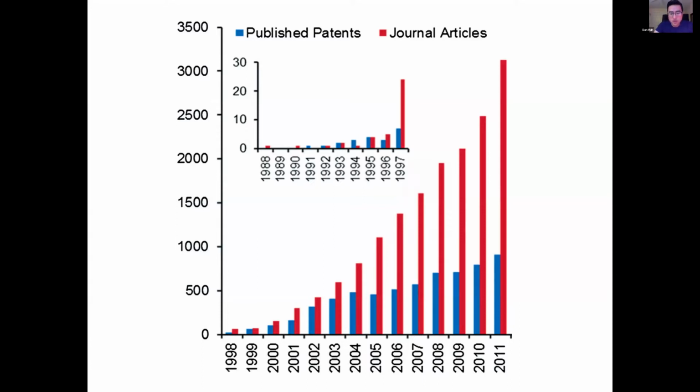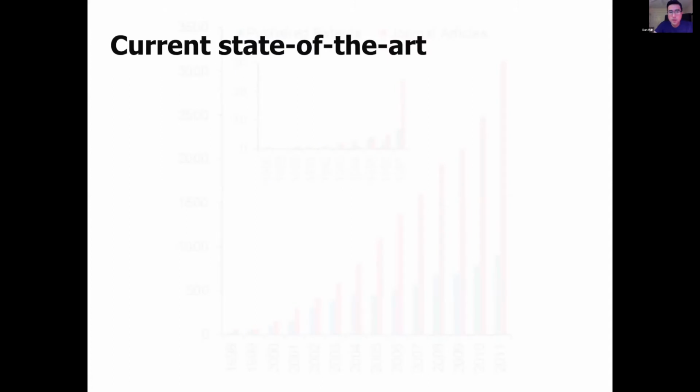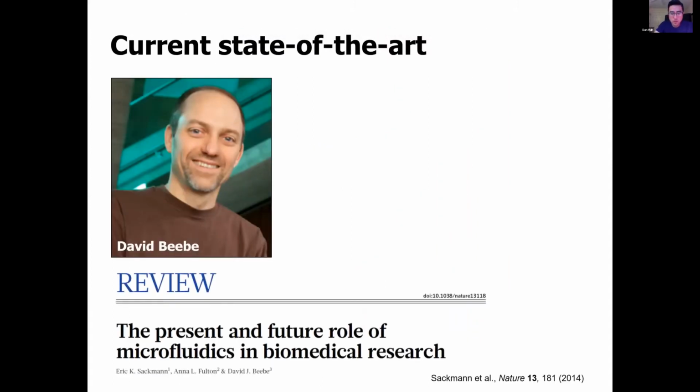This graph shows the number of publications and patents over the past years. It ends in 2011, but with microfluidics, a lot of pioneering studies were done in the 90s, and then entering a new millennium, it really took off, and you can see this exponential increase in the number of research papers and patents. And so, to talk about what's happening now, I often use this paper.